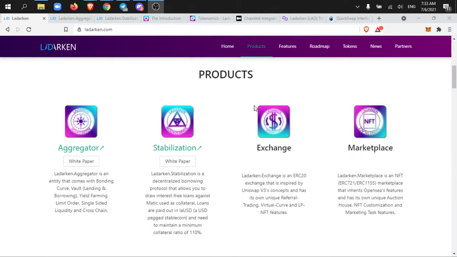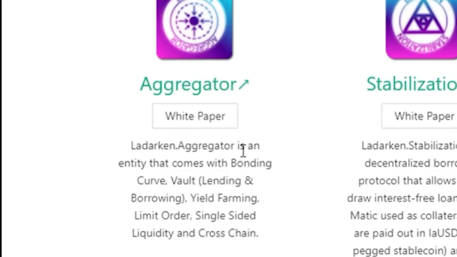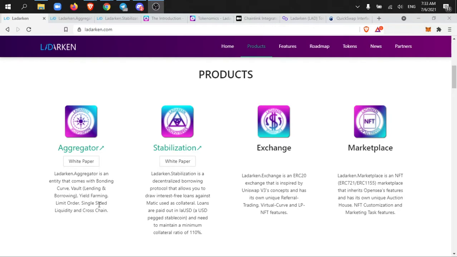If you scroll down here, you can see that they have their products. They have an aggregator, stabilizer, and I guess they're working towards an exchange and a marketplace. The LADARKEN aggregator is an entity that comes with bonding curve, vault, lending and borrowing, yield farming, limit order, single-sided liquidity, and cross-chain. That's a tall order. Let's see if they live up to it.